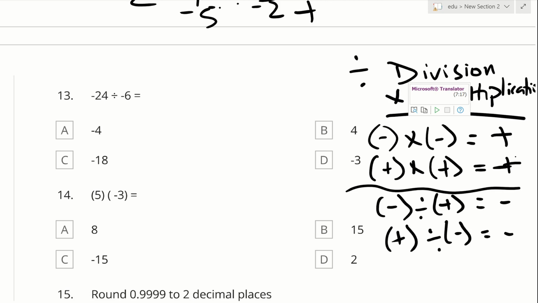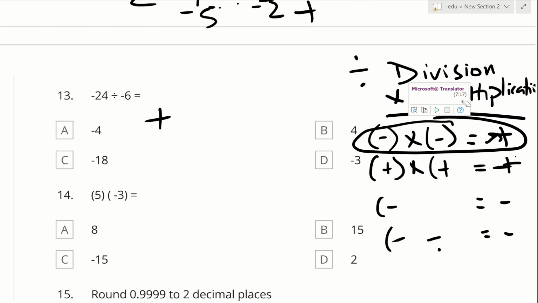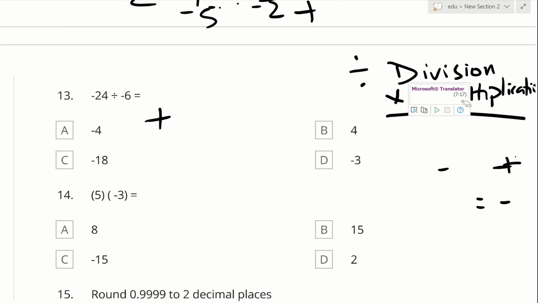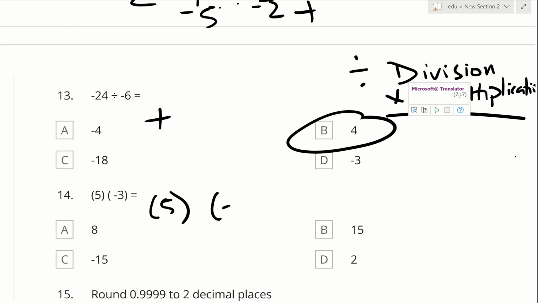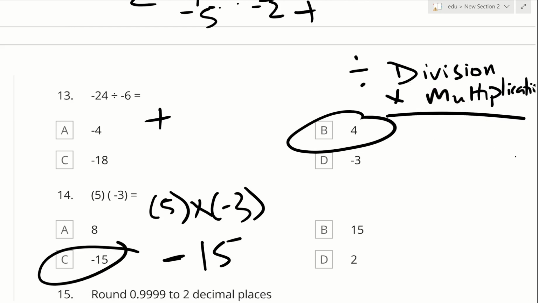So here I have a negative and a negative, a negative and a negative, so my answer is going to be positive. I know that. Let me erase this now. So negative 24 divided by negative 6 is going to give me 4, and it's going to be a positive 4. Now, if I have a bracket next to another bracket, this means multiplication. So 5 times negative 3. If I have a positive times a negative, my answer is going to be negative. 5 times 3 is 15. My answer is negative 15.